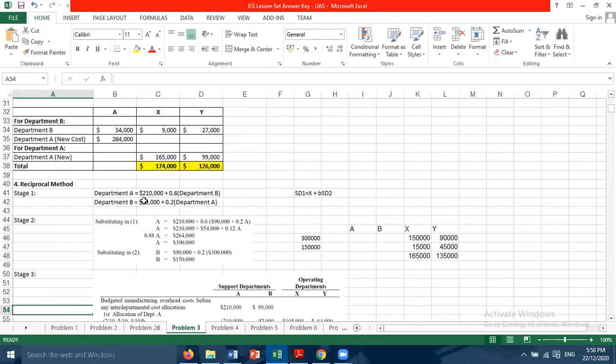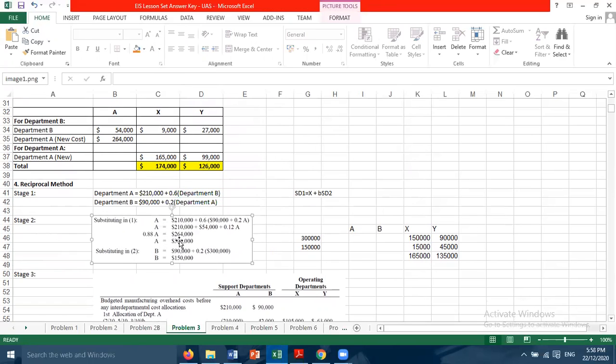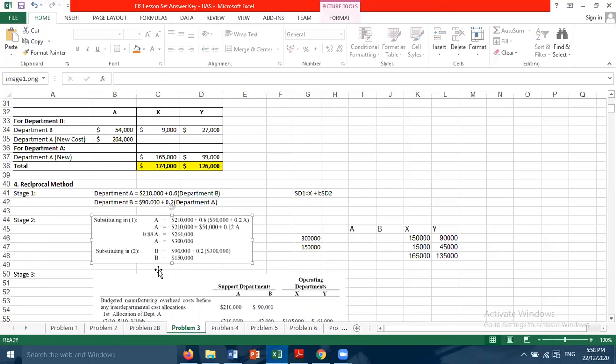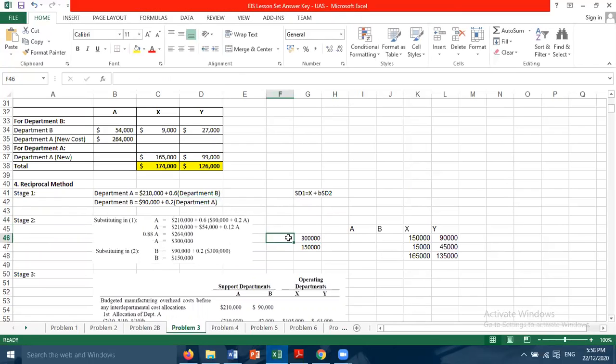So if we substitute equation B into equation A here, we'll be able to get that A has a value of 300,000. Now, after we find the value of A, we just need to input A into the second formula, and we'll get the value of B. Now, what do we do after we find this cost to be allocated here? Once you find this formula, all we need to do is allocate this cost to the operating departments. In this case, we have A, 300,000, and B, 150,000.